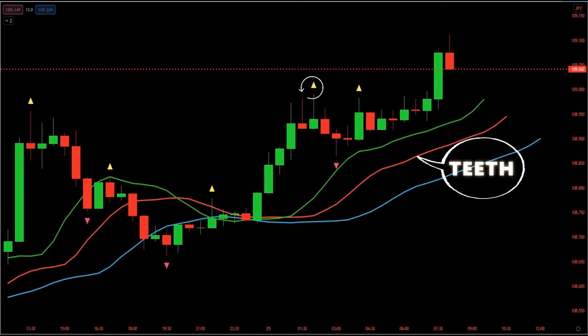What is happening here is that the fractal forms a new high to the previous fractal and therefore made an up fractal appear on the candles. In order to go to step number 3 for a buy trade, the fractal must show an up fractal and be appearing above the alligator teeth.